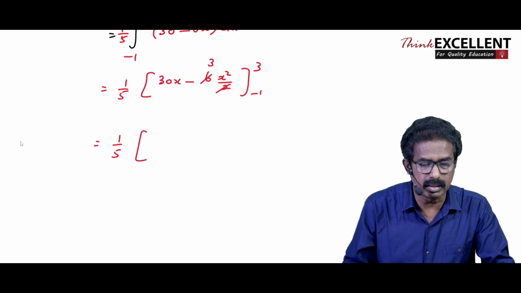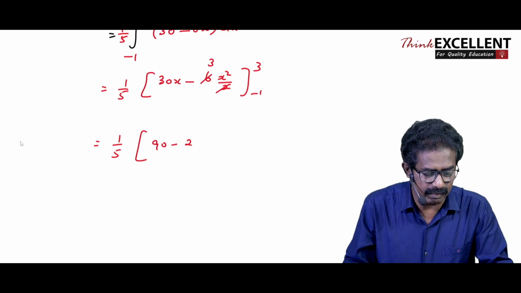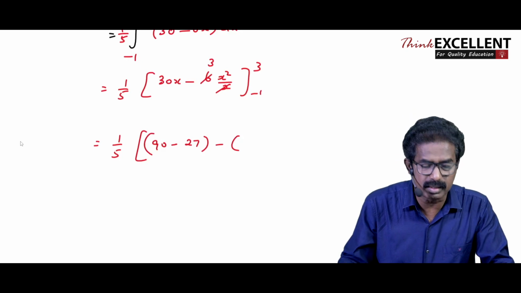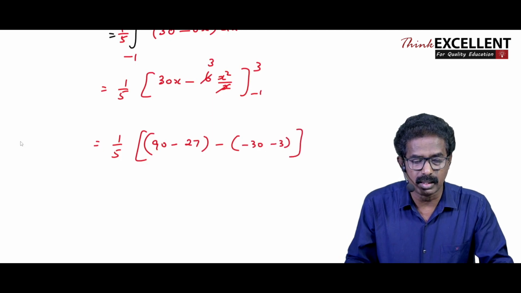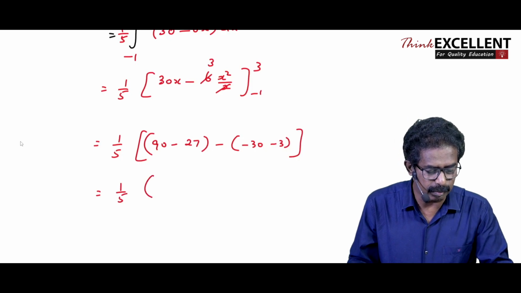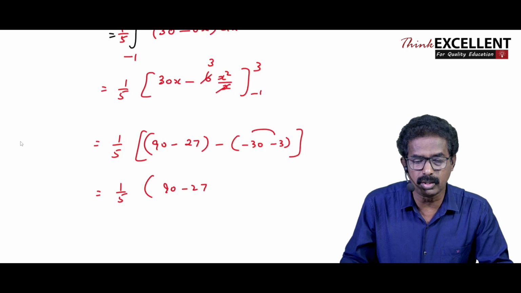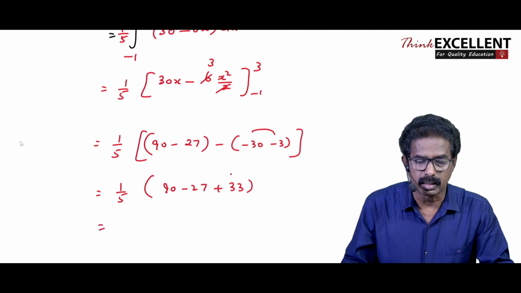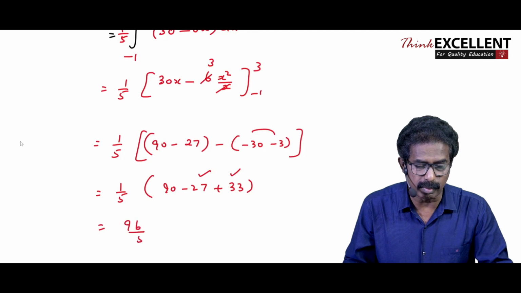So 30 into 3, 90, minus 3 square, 9, 9 3s are 27. Now minus, put the lower limit, minus 1. 30 into minus 1 is minus 30, minus 1 square, plus 1 into minus 3, so it is minus 3. So that is 1 by 5 into, do the calculation: 90 minus 27, and here a minus 33 into minus, so plus 33 comes. Simplify these two and 6 comes. 90 plus 6, 96. So our answer is 96 by 5.